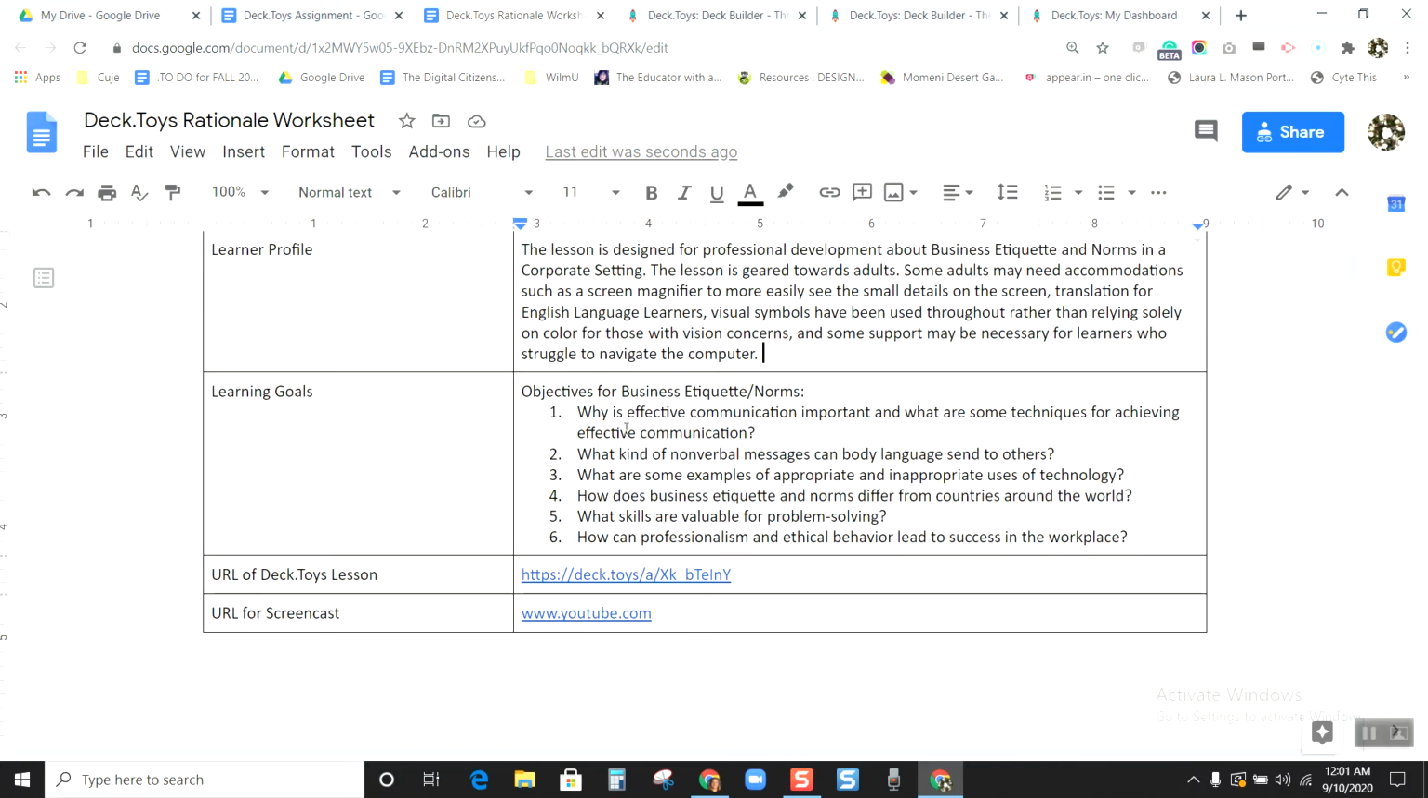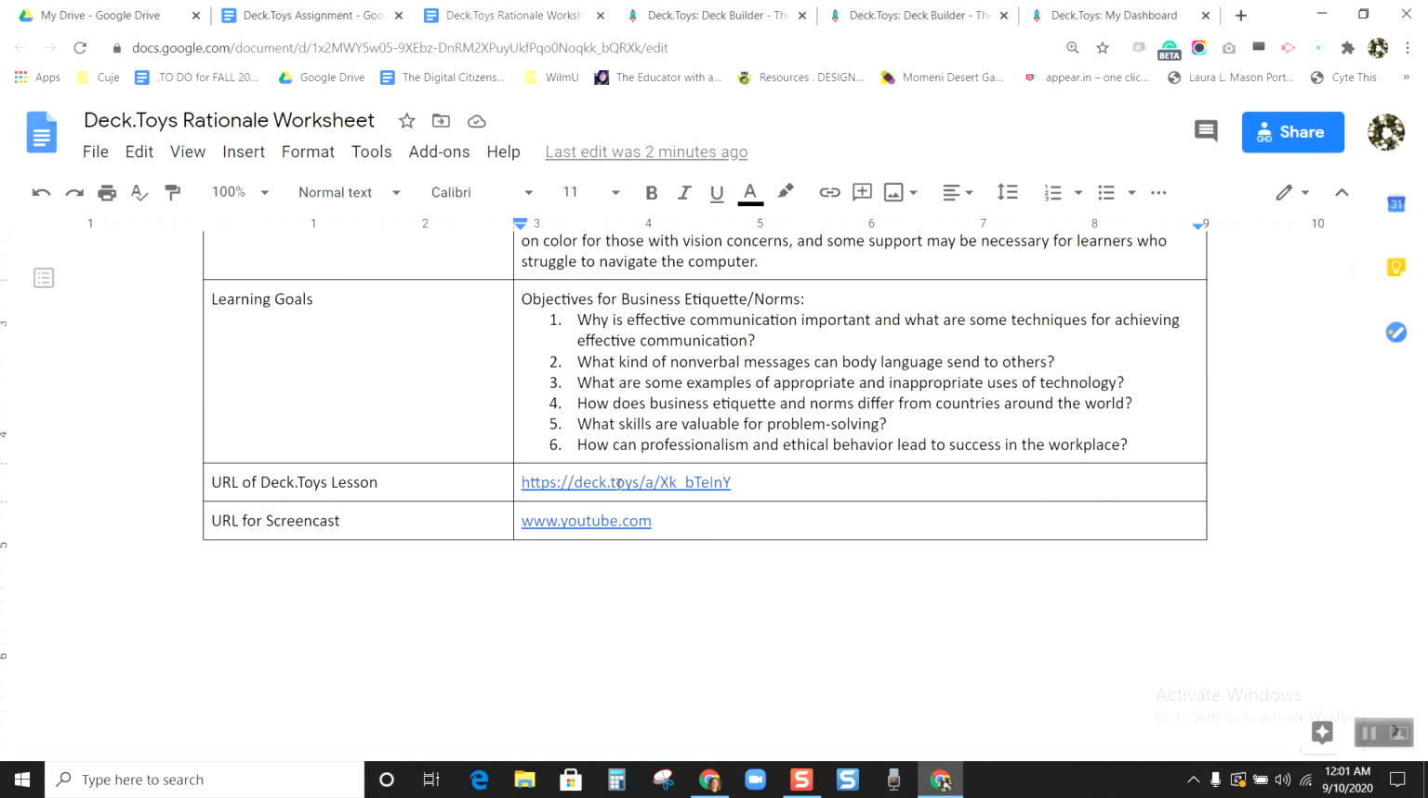We listed our learning goals here, which were also included in the actual deck, but they are listed here as well. This is where you would put your lesson standards. We have the URL of the deck lesson, and then when I'm done with the screencast, we will put the URL to the screencast.